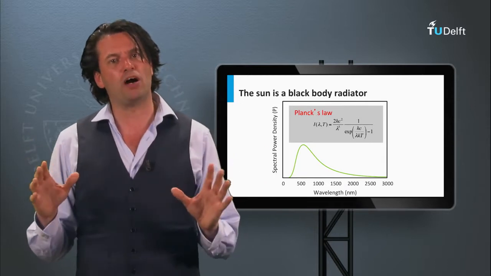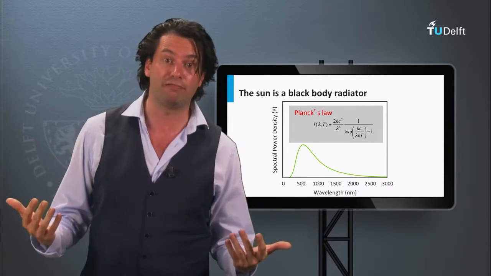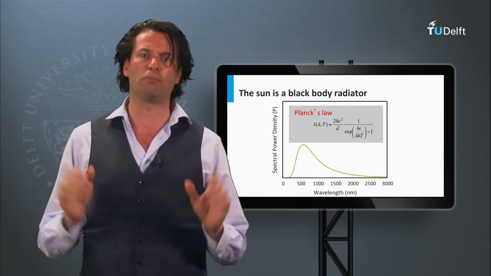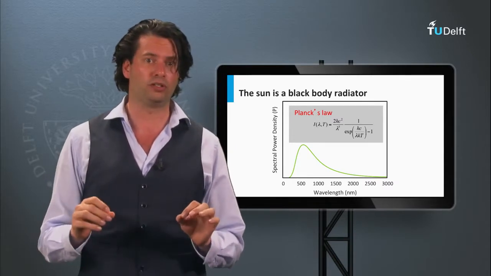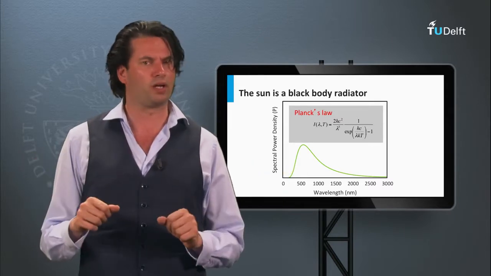How does the spectrum of the sun look like? Or in other words, how does the spectral power density function look like? To human eyes, the sun is a bright object in the sky. The sun is a so-called black body radiator. What is a black body radiator?